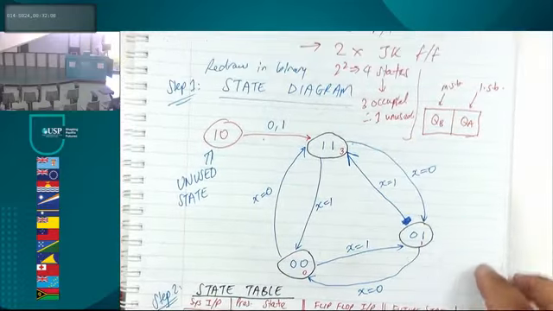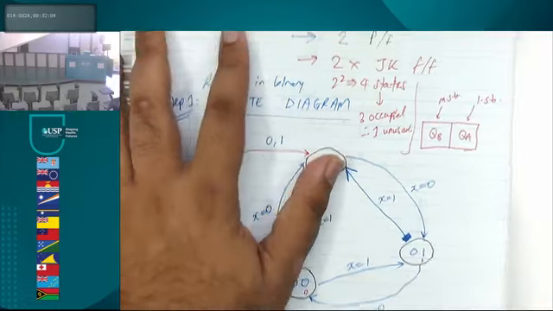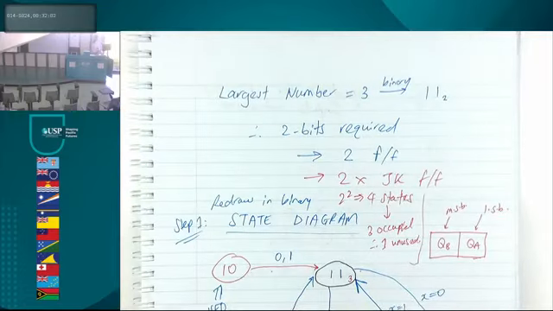All right. Now, tell me, by this part here, that was the state diagram, what did we learn over here? The largest number in our system was 3. Yeah? How did we get 3? That was part of the problem. The largest number was 3. So 3 in binary is 1, 1. And 1, 1 requires how many bits? That means it's a 2-bit system.